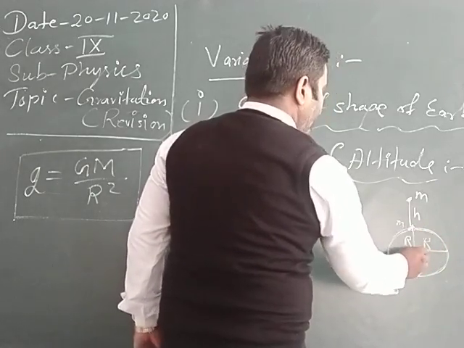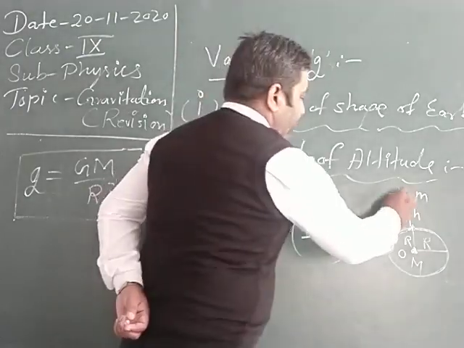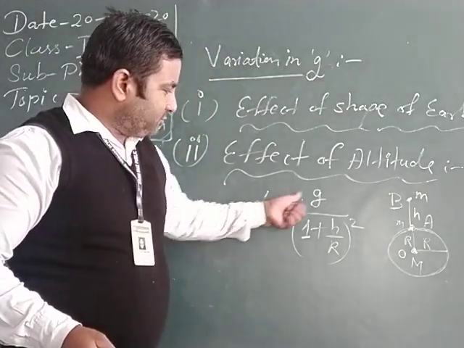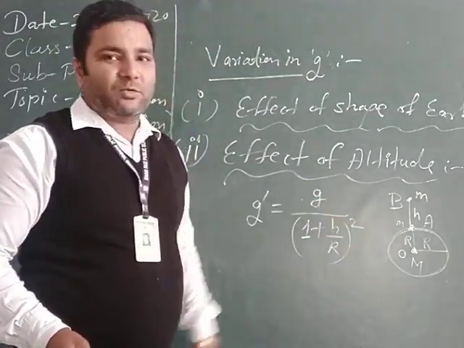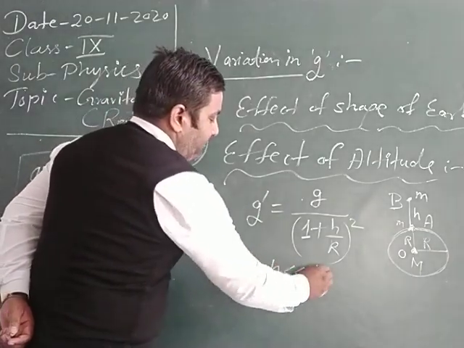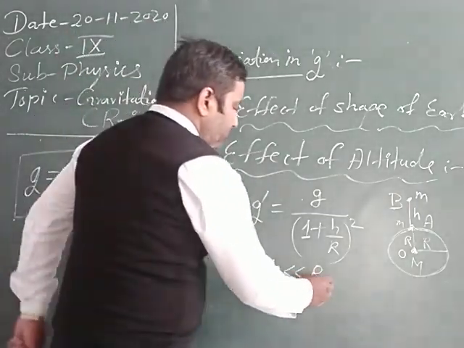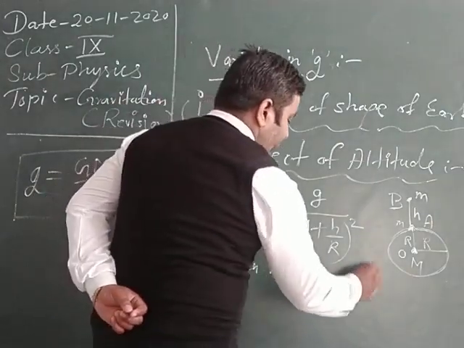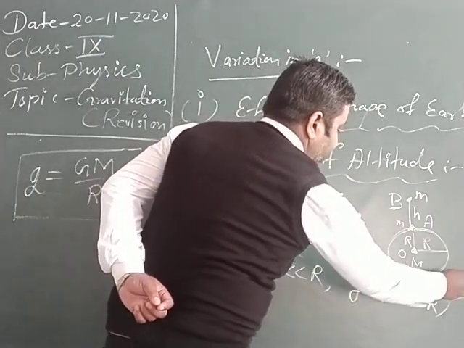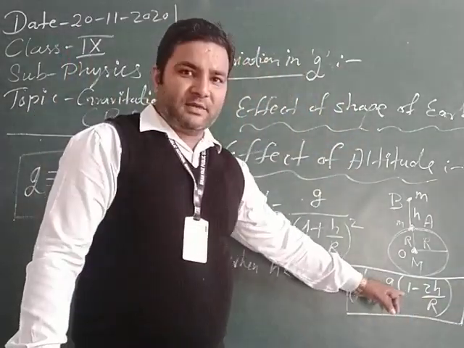Then the value of gravity at point B, where this is point A, and at point B the value of gravity g dash is equal to g upon 1 plus h upon r whole square. And when h is much less than r, then by applying approximation, the formula will reduce to g dash equal to g times 1 minus 2h upon r.